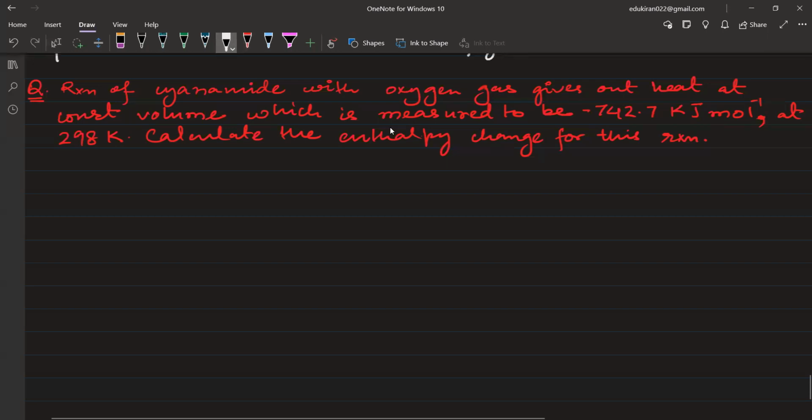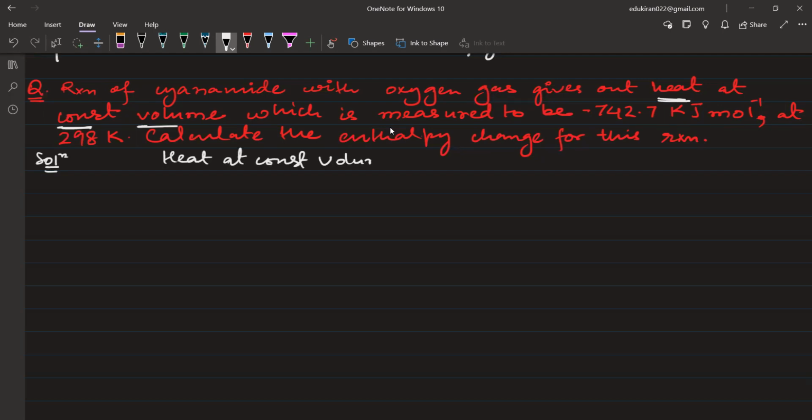Now see here, there is information given. यहाँ पे किस तरह से information दिया उन्होंने, देखिए. Heat at constant volume. जैसे ही आपने देखा ना, किसी भी चेंज का हीट या फिर जो कुछ भी है एट कांस्टेंट वॉल्यूम, this will be equal to what, delta U. ठीक है, एट कांस्टेंट वॉल्यूम का मतलब क्या हो गया, delta U. This delta U is equal to how much, कितना दिया उन्होंने, minus 742.7 kilojoules per mole.